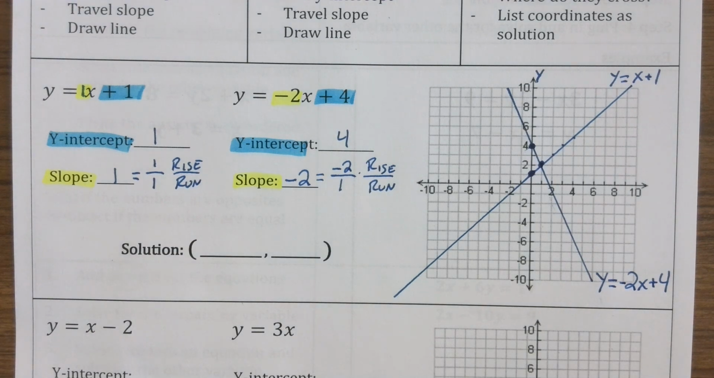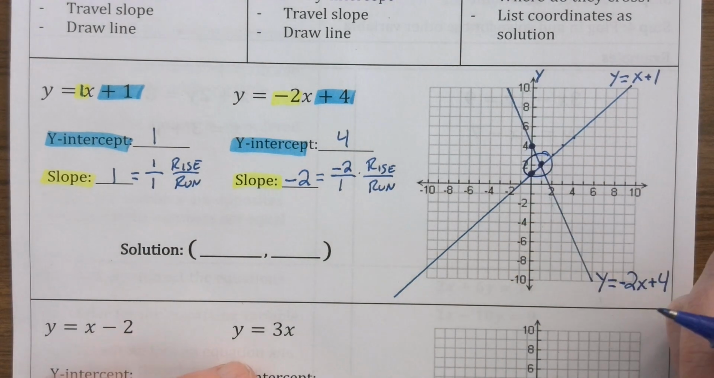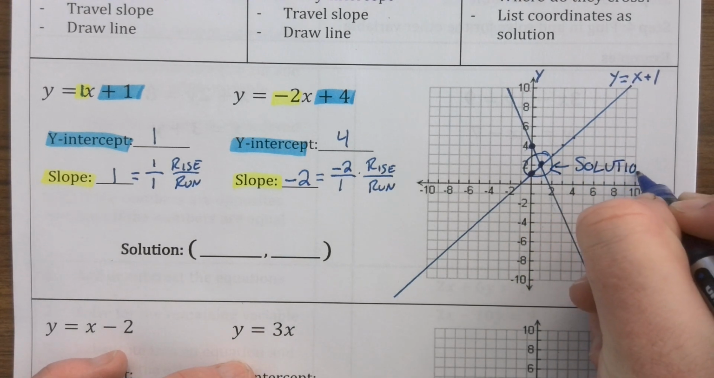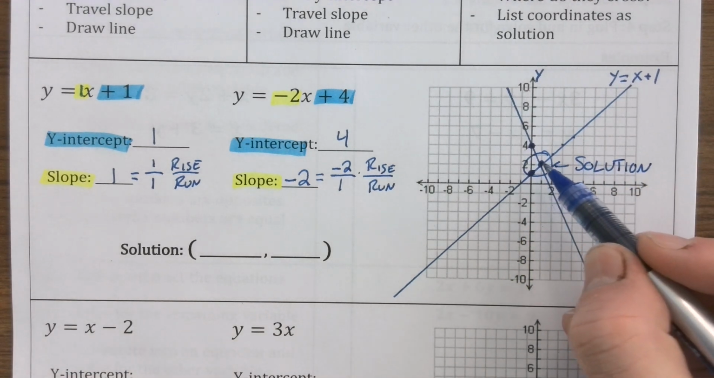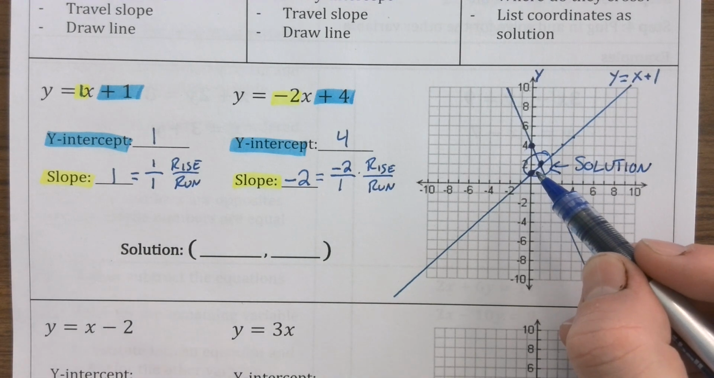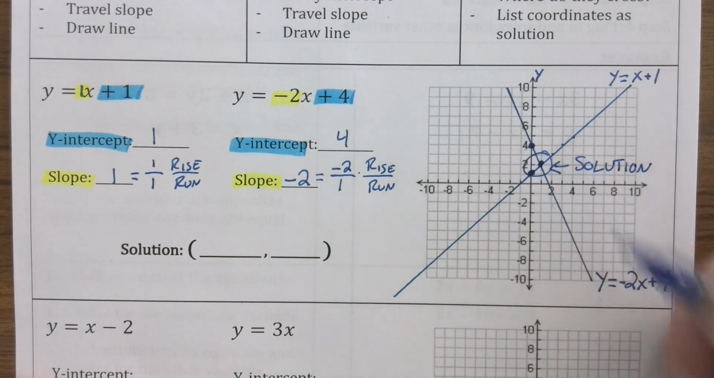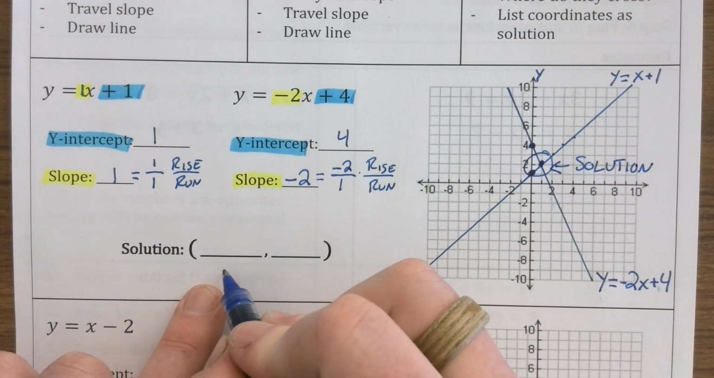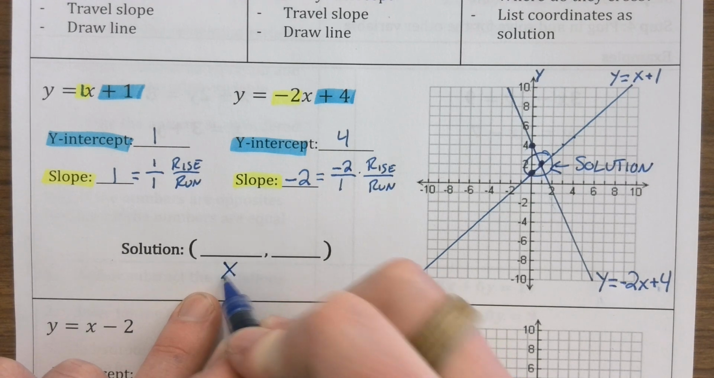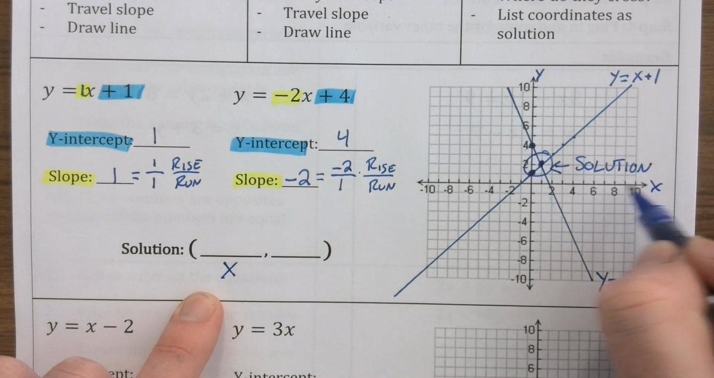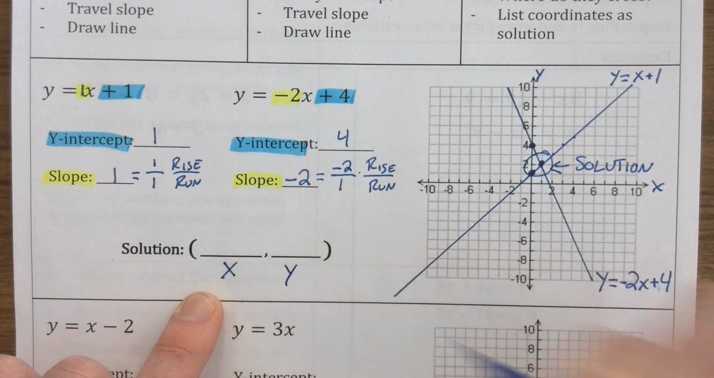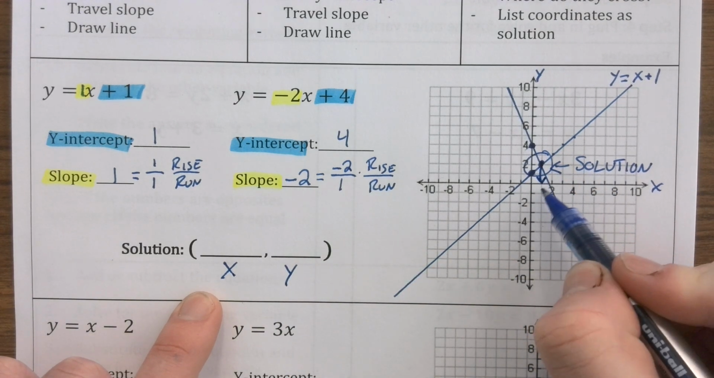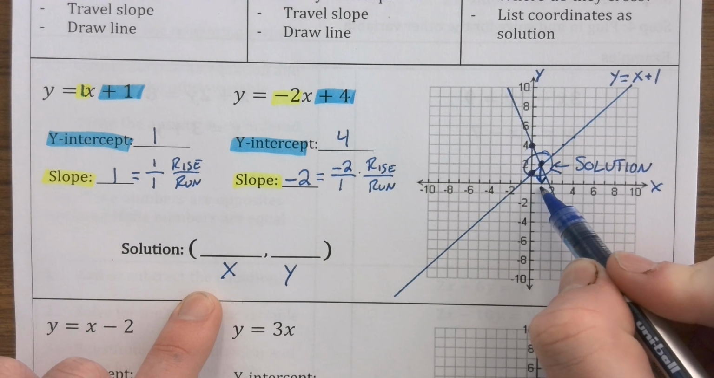Now, the important thing is right here. This is our solution to both equations. This is the one point where both of the equations are true at the same time. We need to know the values there. For our solution, we're going to write it as a coordinate, which means we're going to put our x number first. Our x number is the horizontal, and our y number second. So here's our point. The x value is right here. It's between 0 and 2, which is going to be 1.